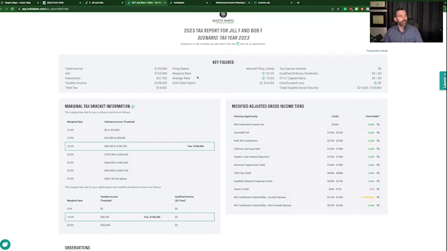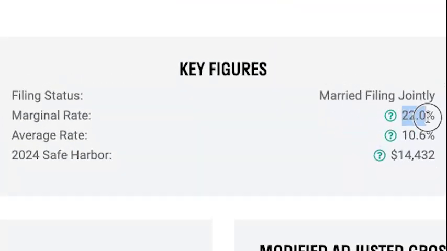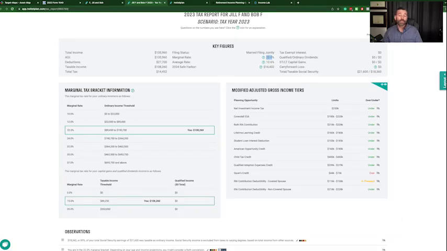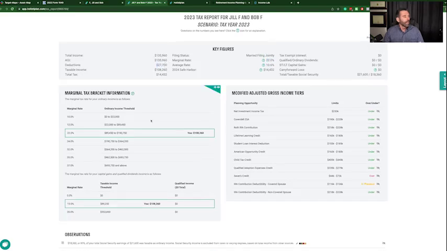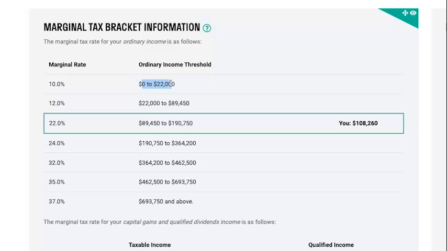But again, we provide this right here on the tax report. And right here, we're going to see that they're currently in the 22% marginal tax bracket, right? And if you remember, we have what's called a progressive tax system here in the US. We can either call it the 0% tax bracket or the standard deduction, which is here. And then we're going to have our next level of tax brackets here, which we call the 10% bracket.